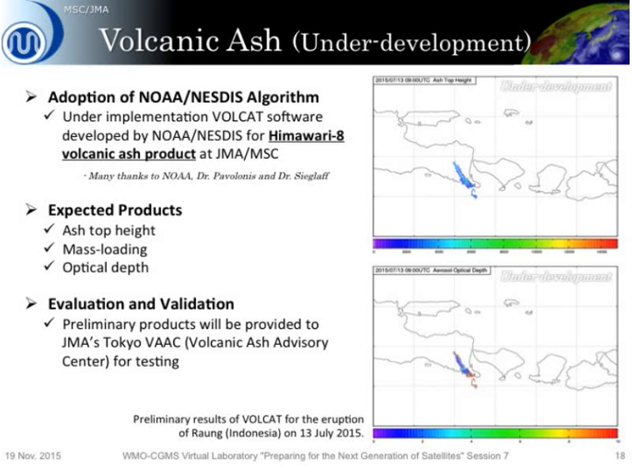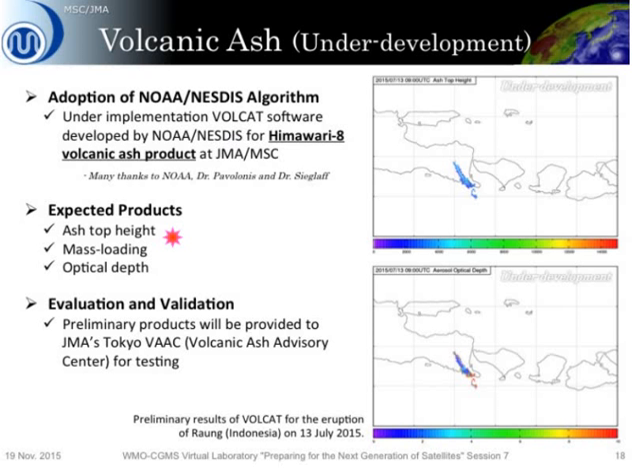Finally, I show volcanic ash product, which is now under development. We are to adopt retrieval algorithm called VOLCAT, developed by NOAA NESDIS. Implementation of VOLCAT at Meteorological Satellite Center of JMA is underway. Expected products consist of ash top height, mass loading, and optical depth.